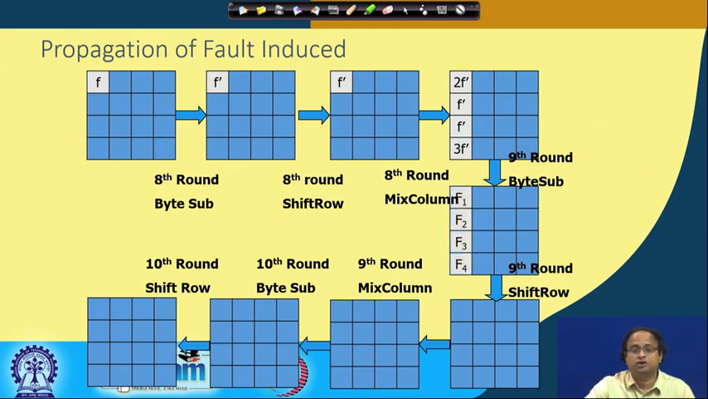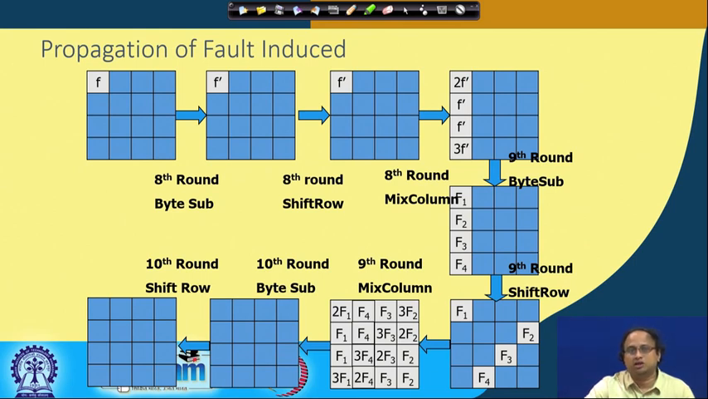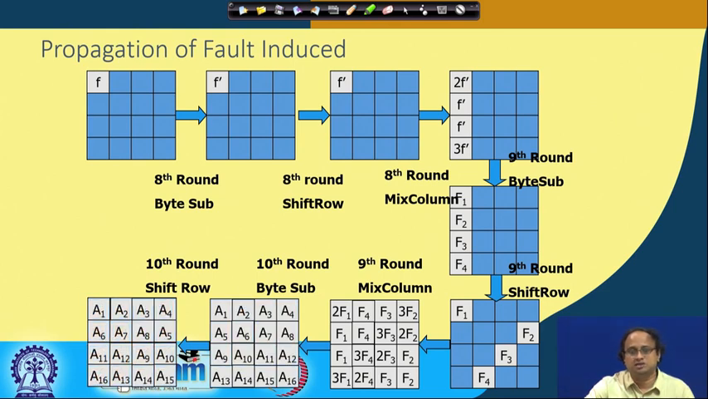Then you get further F1, F2, F3, F4, and now you come to the 9th round shift rows, and therefore this spreads in this way. You have F1, F2, F3, F4, and then when you do the mixed columns you get all these equations. So, if you target this, you get all the key values, or at least equations concerning all the 4 key quartets of AES 128. Therefore, with a single fault, you should be able to get the entire AES 128 key.